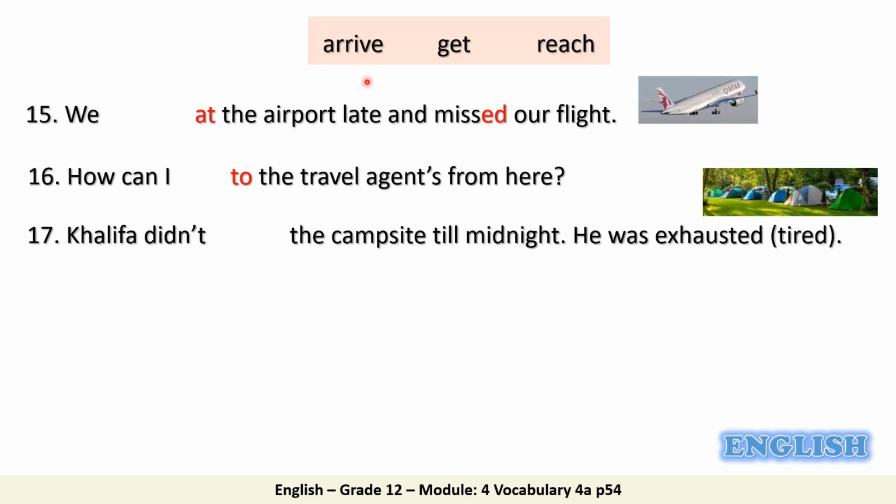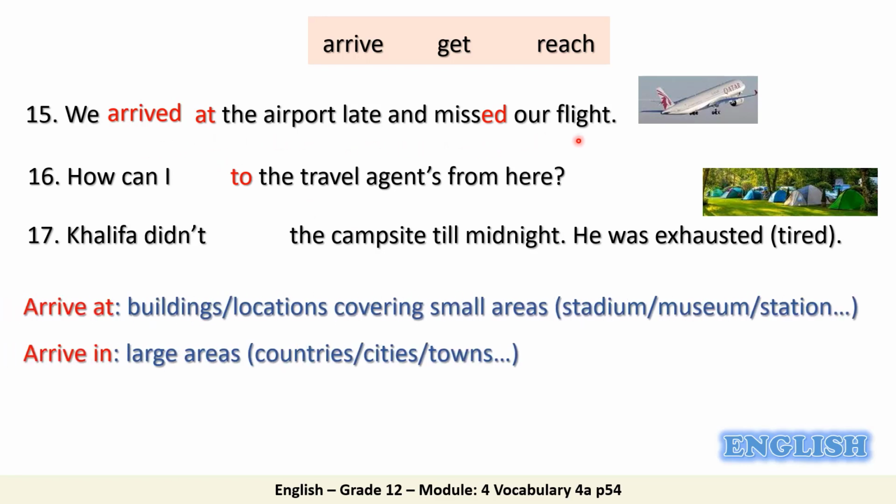Do the same right here. Study the difference between arrive, get, and reach, and pay special attention to the prepositions and the tense in some sentences. Done. How about number 15? Exactly, we arrived at the airport late and missed our flight.